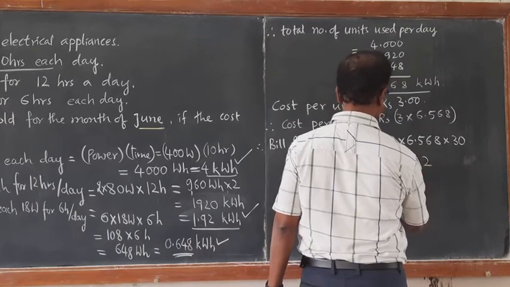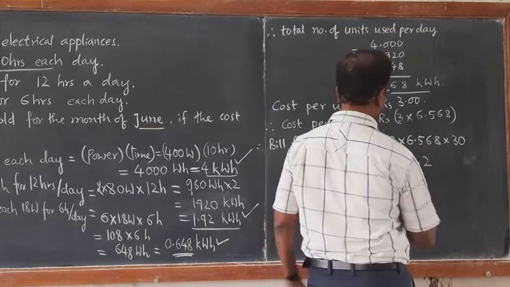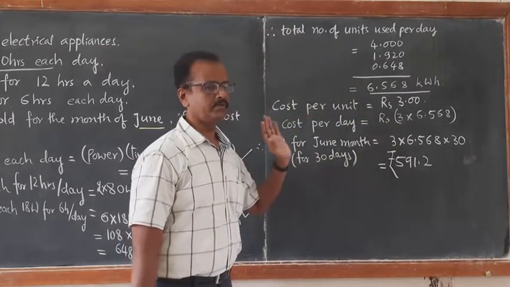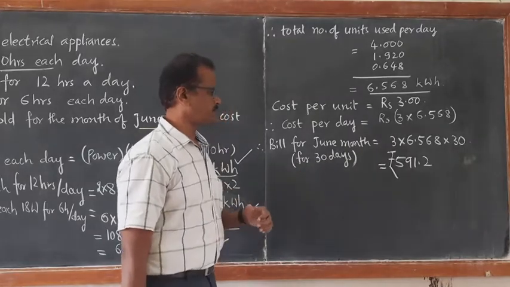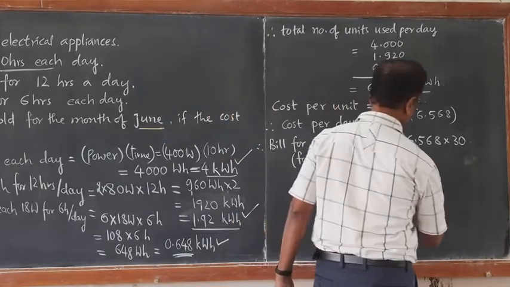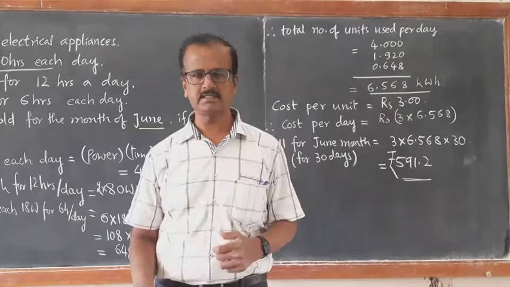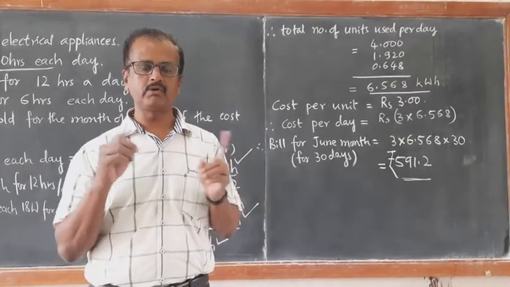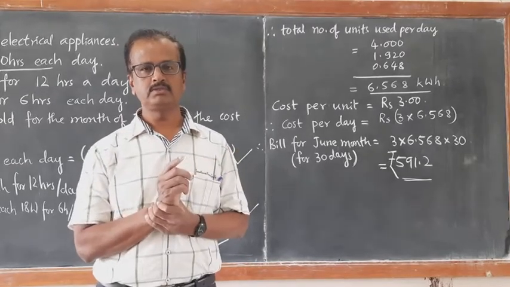591.2 rupees. This is how 591 rupees 20 paise, this is how we need to calculate. This kind of problem was asked last year itself, so you have to be very careful while solving the problems. Don't try to convert them into joules, or you will be in trouble.